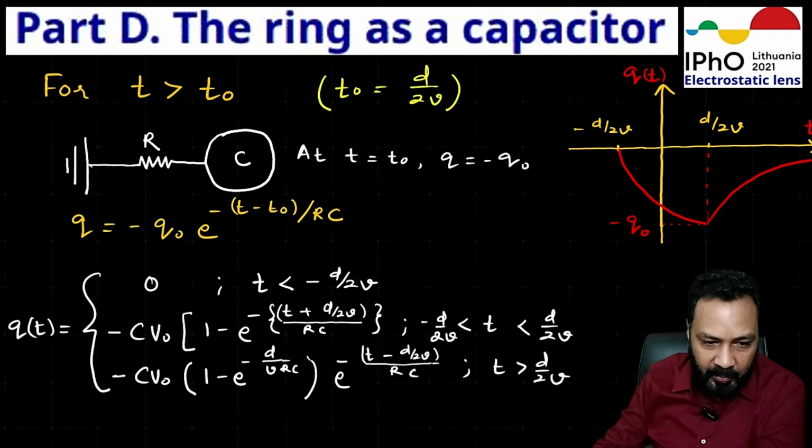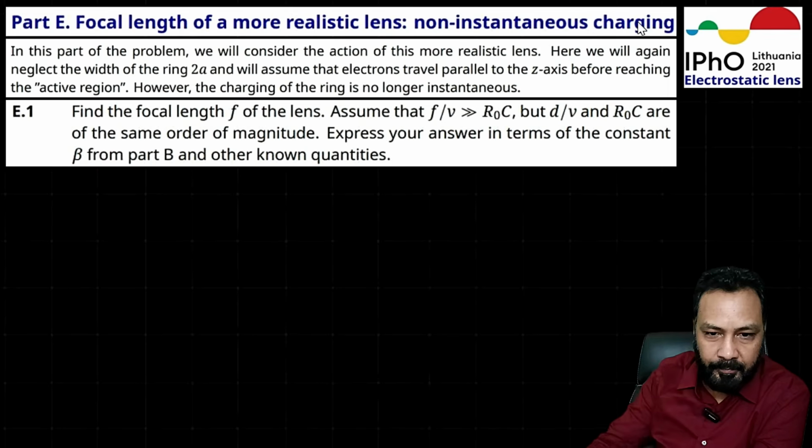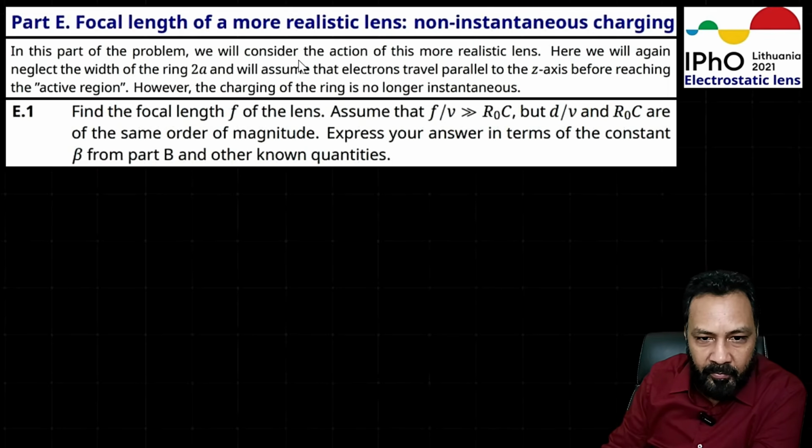So now see, once again focusing on this case. Now in this part, we find the focal length of a more realistic lens with non-instantaneous charging. In this part of the problem we will consider the action of a more realistic lens. We will again neglect the width of the ring and assume that electrons travel parallel to the z axis before reaching the active region. However, charging is no longer instantaneous. The focal length of the lens we have to find the same way. F by V is much larger than R naught C, and that R naught C is the time constant.